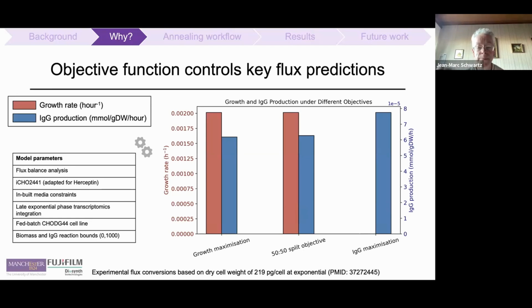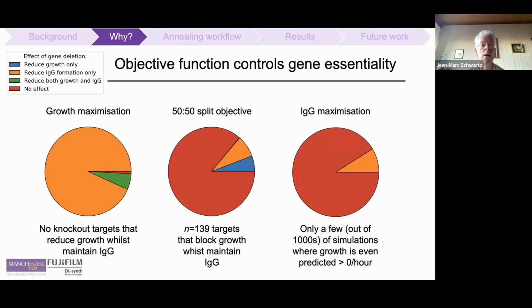And if we use a 50-50 split objective, which means a combination of growth and IgG production as the objective, then we have something that looks a bit like growth maximization. So we can see that the choice of objective function absolutely determines the result of the FBA simulation.